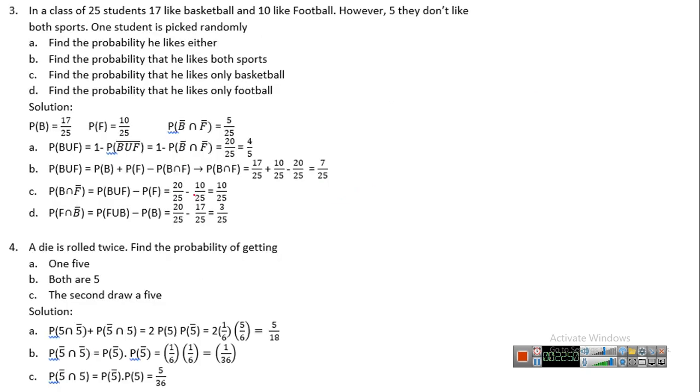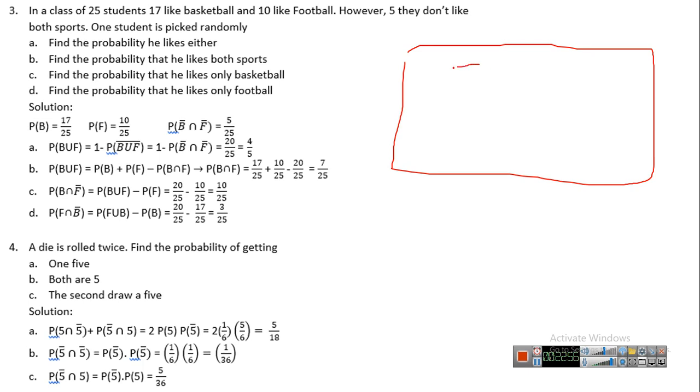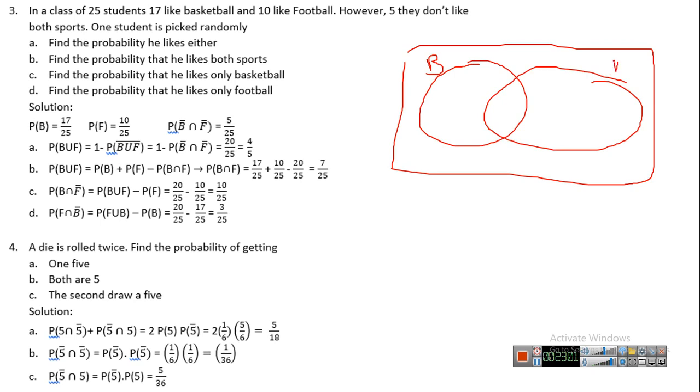In a class of 25 students, 17 like basketball. So let me do a Venn diagram. You have basketball, you have football. Suppose this is small a, this is small b, this is small c, and 5 don't like any sport. They told us the total, a plus b plus c plus the 5, is 25. Basketball means a plus b, they told us it's 17. Football is b plus c.